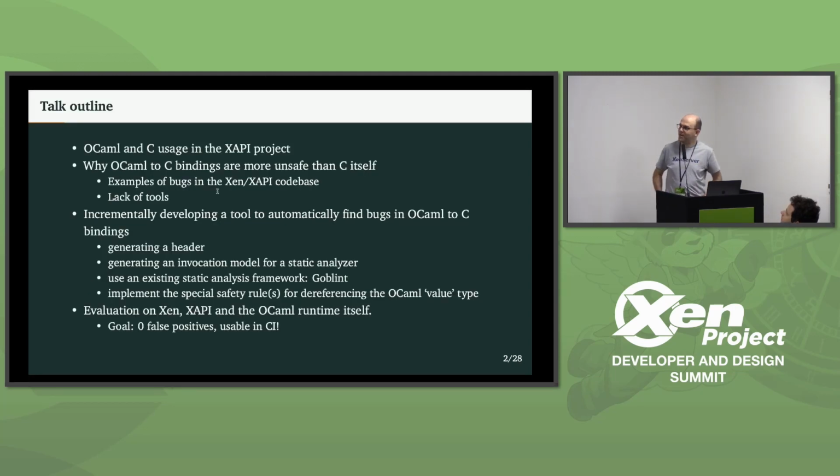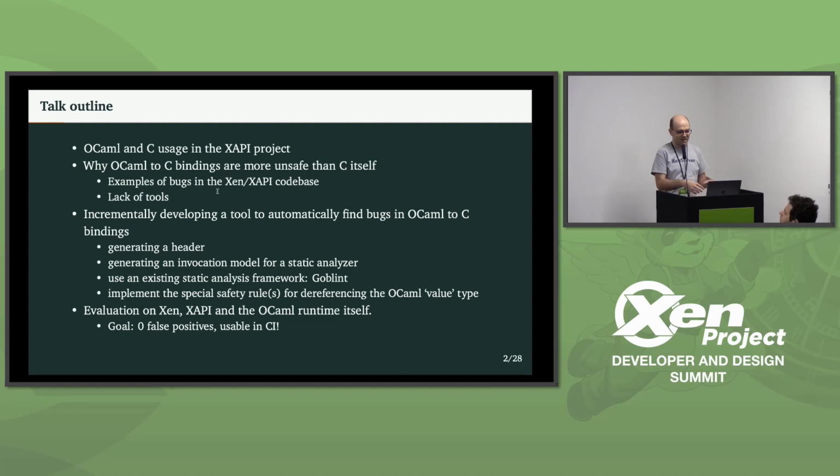So here's what my talk will be about. First, I'll give some examples of how OCaml and C are used in Xapi and the Xen project. Then I'll give a few examples on why this interface between OCaml and C is actually more unsafe than either of those languages taken alone, which might seem a little bit surprising at first, because you would expect that in the worst case it will be as good or as bad as C itself, but there are actually some aspects that you would take for granted when developing C code that are missing from this interface.